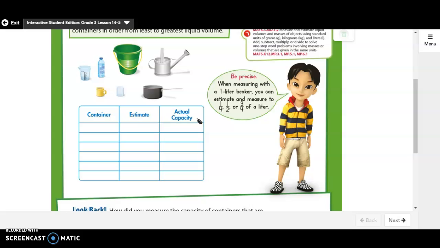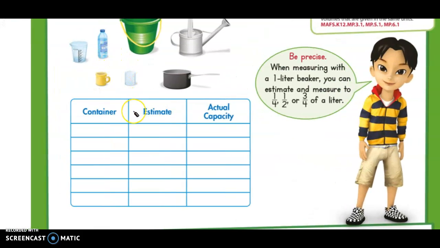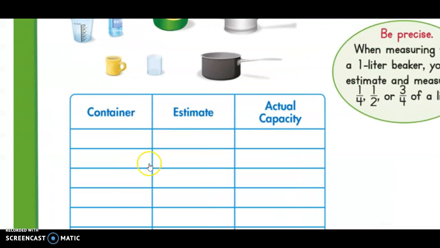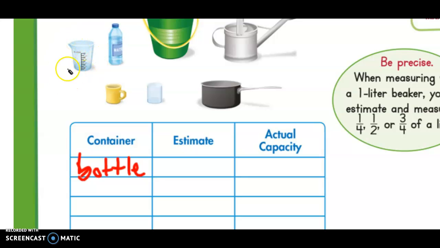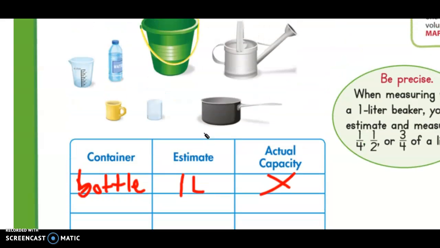I'm going to come down here. We'll call this first container the water bottle, or let's just call it a bottle so we can keep it nice and short. So the container is a bottle. For the estimate, if this is about 1 liter, I would say a decent guess for a water bottle is 1 liter. I think that's a pretty good guess. And then the actual capacity, unfortunately, we can't do because I'm not together with you today, but you can do that one at home for sure if you have something to work with.